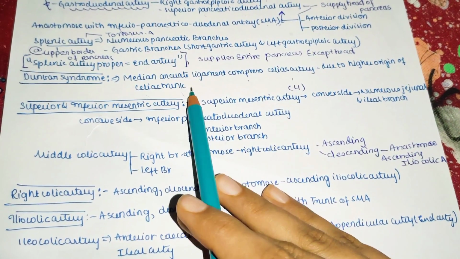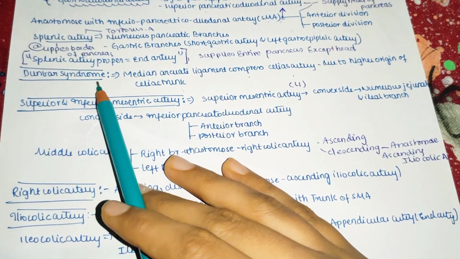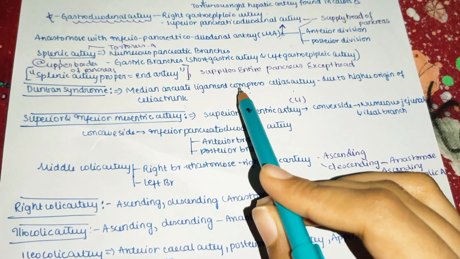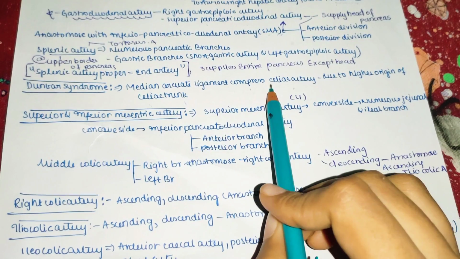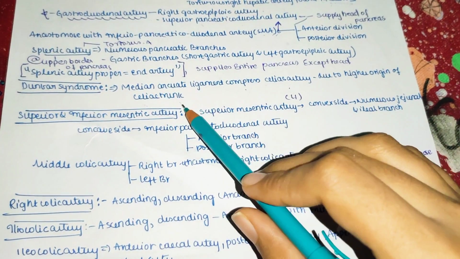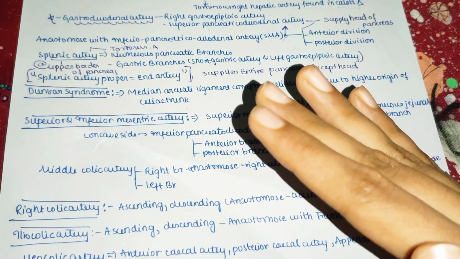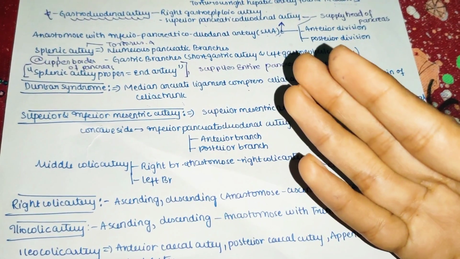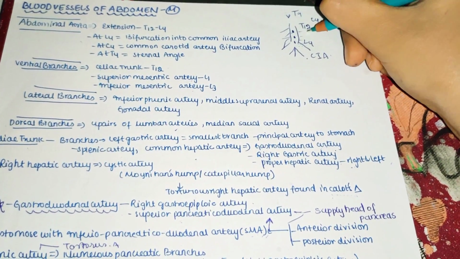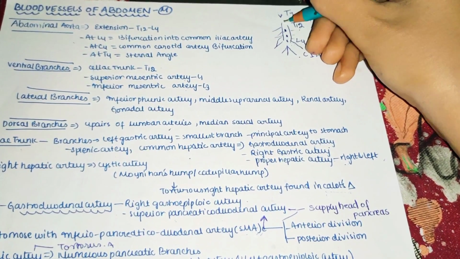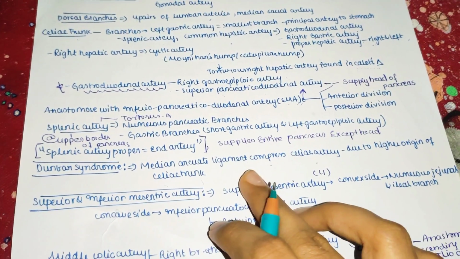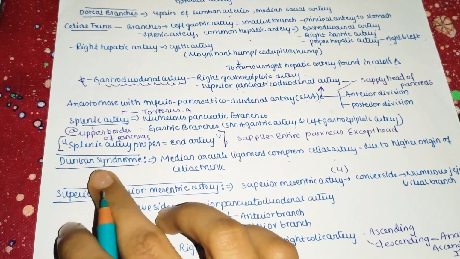Now let us discuss a clinical topic, that is Dunbar syndrome. So what is Dunbar syndrome? Here the median arcuate ligament compresses the celiac artery. Why? Because it has a higher origin of the celiac trunk. Actually, if the celiac trunk takes a higher origin, for example, it will normally take its origin at the level of T12. But sometimes if it originates from a higher position, then the arcuate ligament will compress it. Okay, so that is Dunbar syndrome.